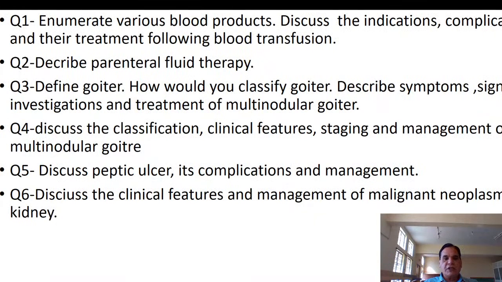See here, the goiter question was repeated almost in the same year. The only difference was that it was a defined goiter. The next question was discuss the classification. That means there are a few things here and there, but the whole concept remains the same. So for us, there are 5 questions today, and one of the most common is blood products.